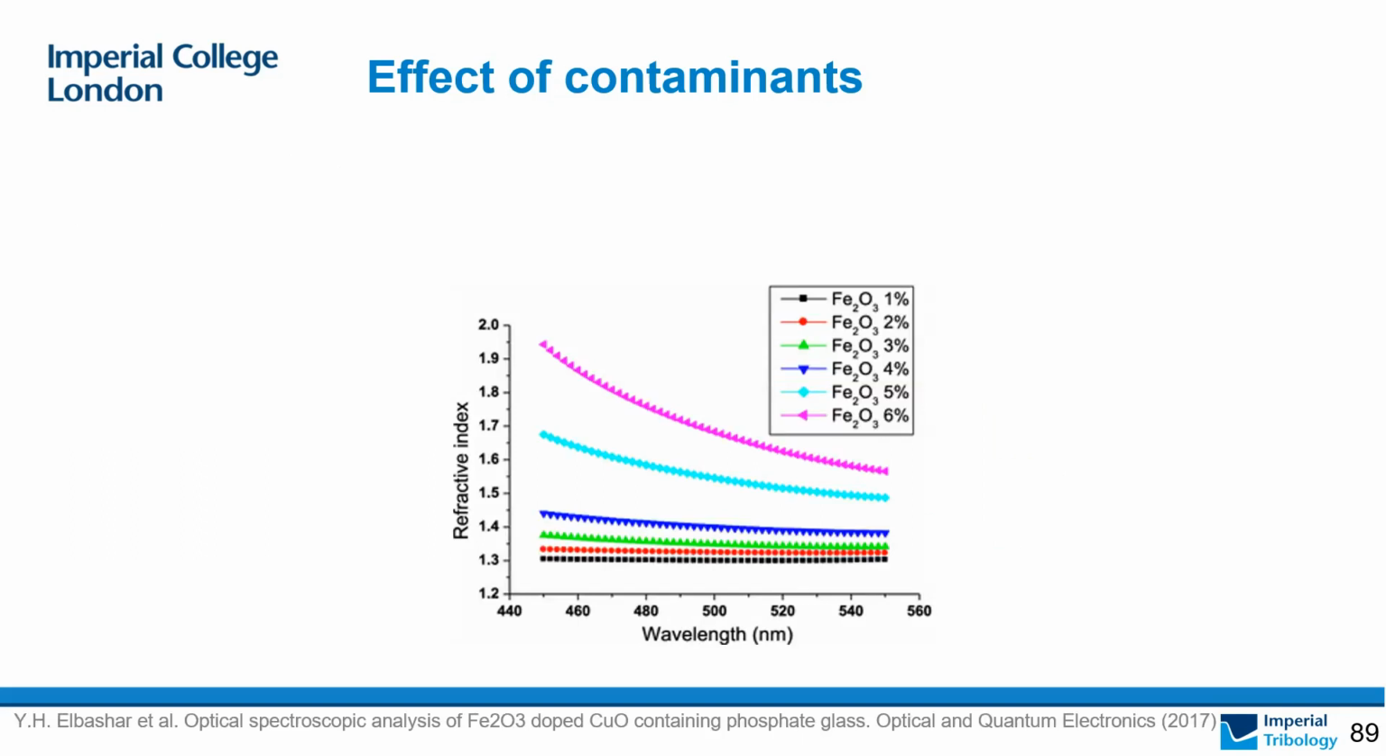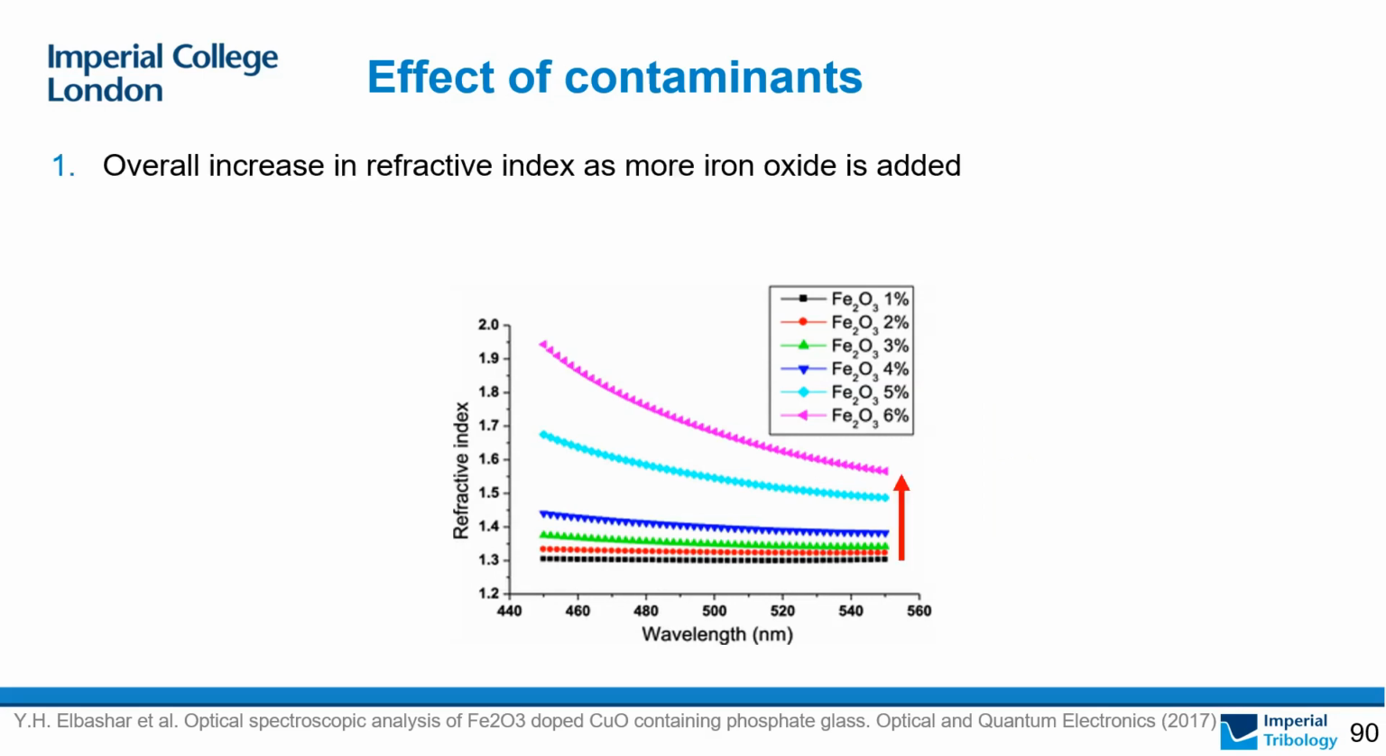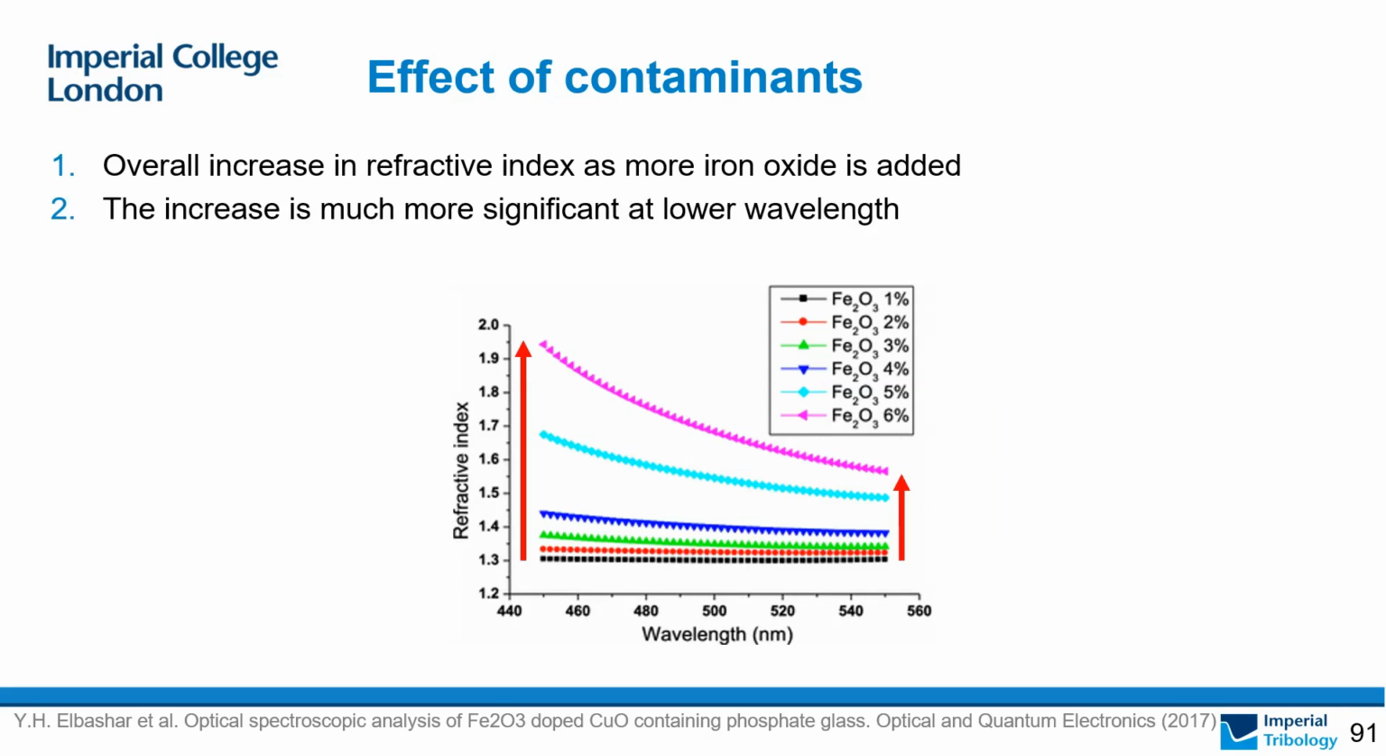This graph here shows how refractive index changes with wavelength as we add iron oxide in a glass sample. Again, this is not my work, but I got this from a paper. And from this graph, we can make two observations. First, we see an overall increase in refractive index as more iron oxide is added.